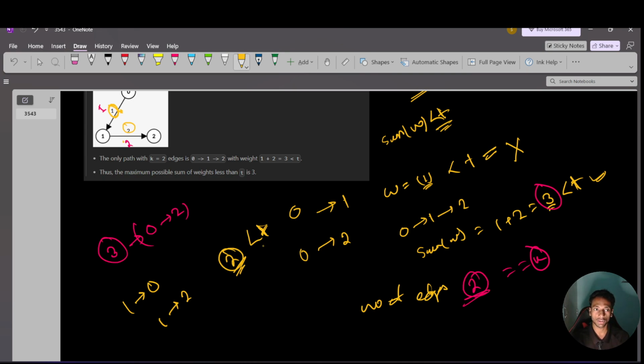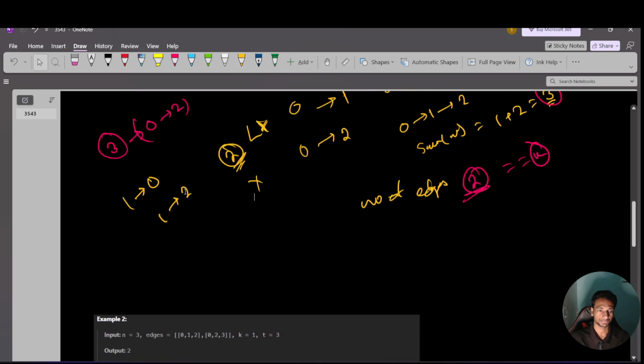Okay. Another condition was that the number of edges to reach from u to v, meaning 1 to 2, should be exactly 2, meaning exactly k. Here k value is 2. So that's why I am saying 2. But here only one edge is present. So this is not a valid path to reach from 1 to 2. So there is no other such path to reach from 1 to 2.